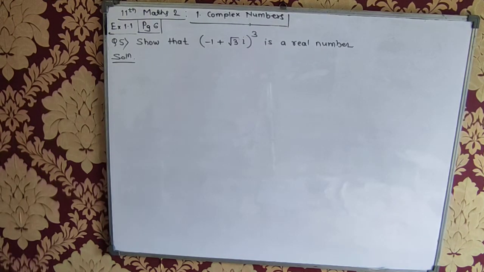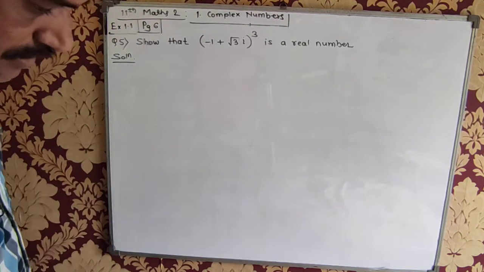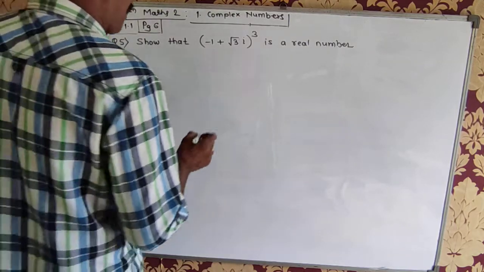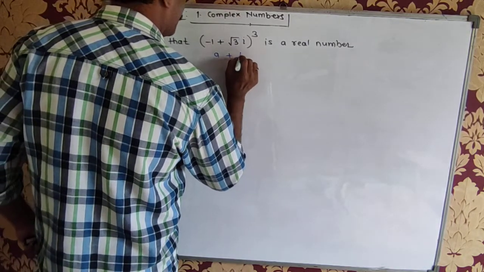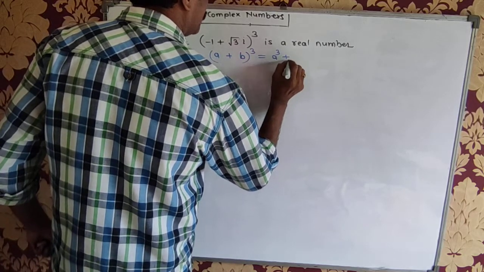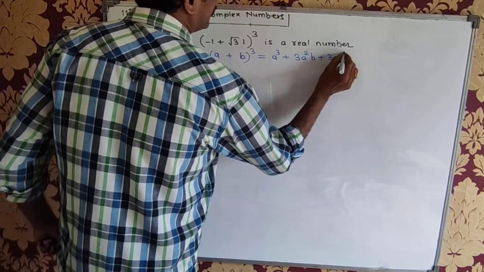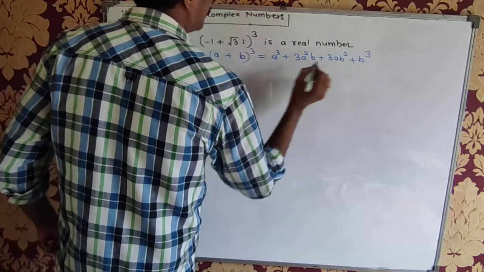Question number 5. Show that minus 1 plus root 3 i bracket cube is a real number. Now we just open the bracket. So what do you get there? This is like a plus b bracket cube. It's a cube plus 3a square b plus 3ab square plus b cube.